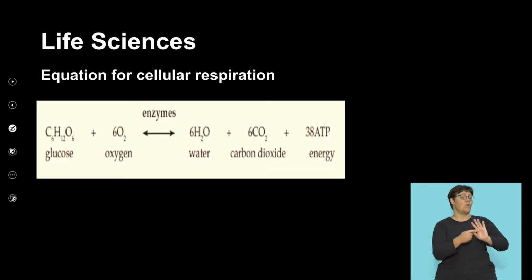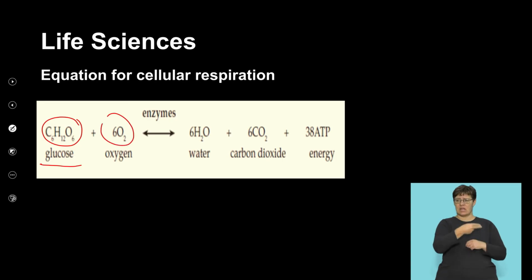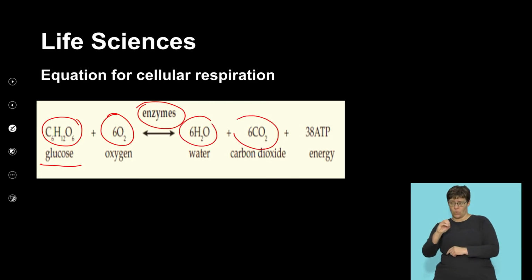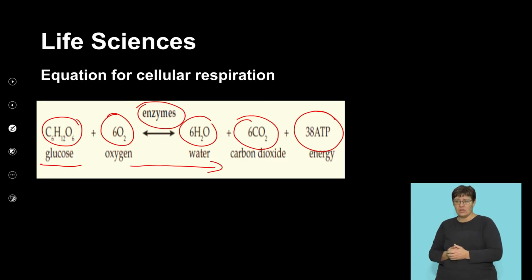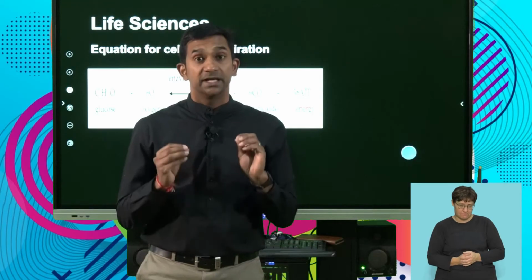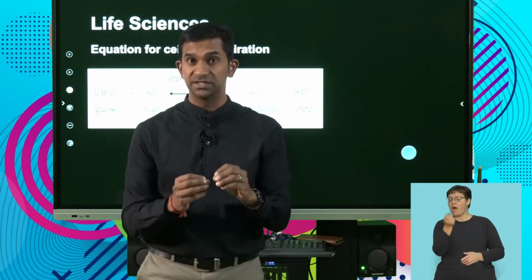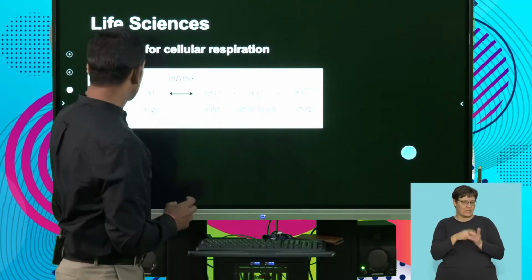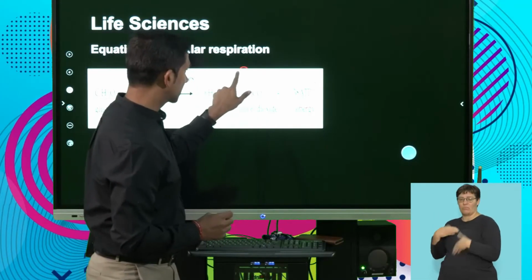This can be indicated in a word equation or a chemical equation where we see a complex glucose molecule in the presence of oxygen using enzymes being broken down into water, carbon dioxide, and 38 molecules of energy-rich ATP. And so this is the word equation as well as the chemical equation that summarizes this process. It's important that you remember this equation and use this equation to understand what are the requirements or the reactants and what are the products of this process.